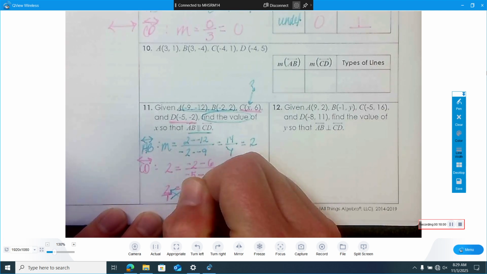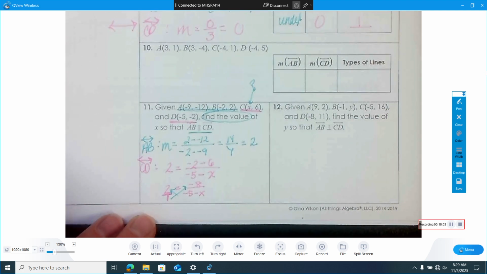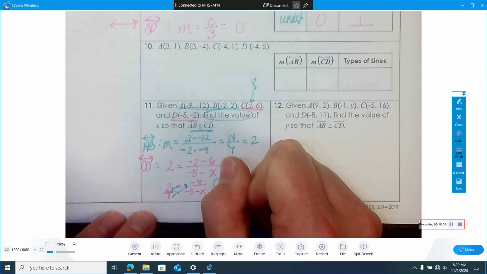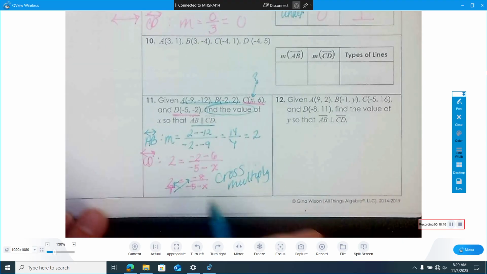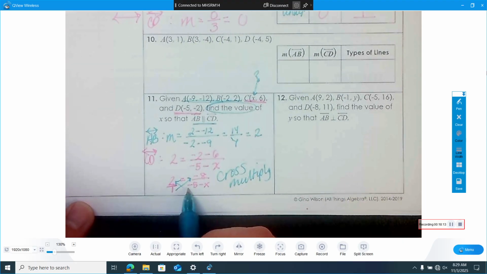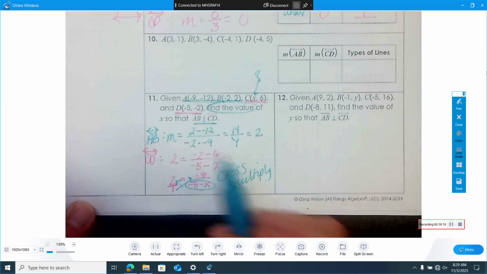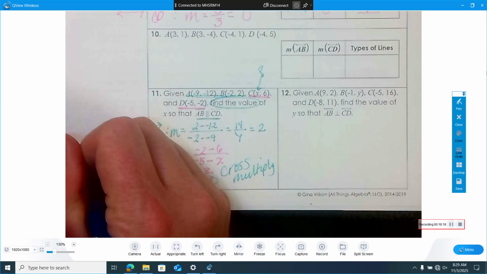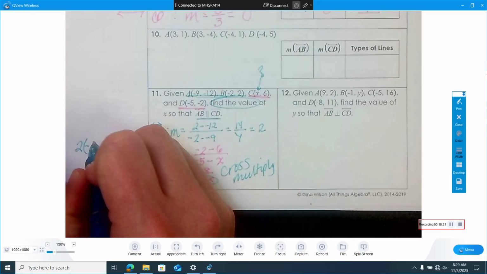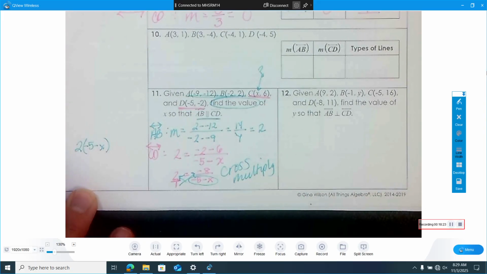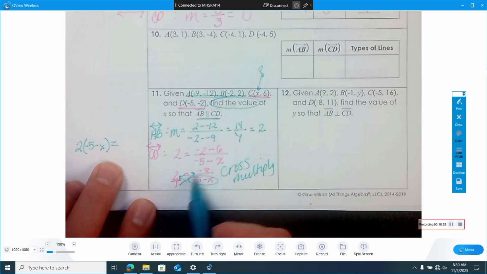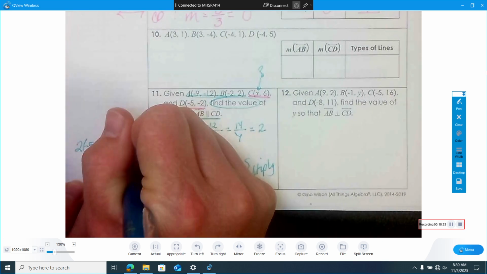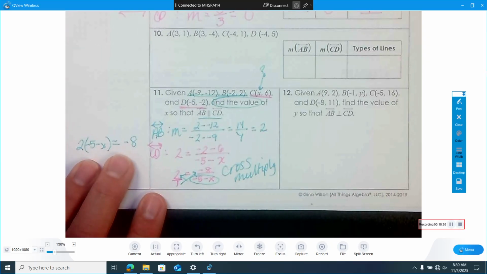Cross multiply. Do you remember that? It's been a while, yeah? Cross multiply. All right, this is a proportion. So what we're going to do is cross multiply. So I'm going to do 2 times the whole denominator. I'm going to do it over here because I ran out of room. So we're going to do 2 times my denominator of negative 5 minus x is equal to 1 times my numerator of negative 8. What is 1 times negative 8? Negative 8. Okay. So we cross multiply to create an equivalent equation.